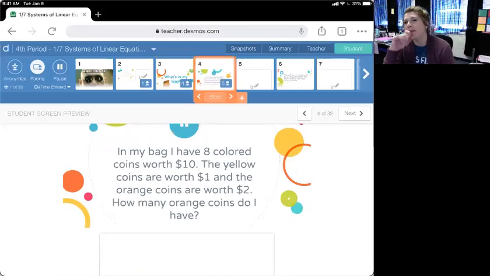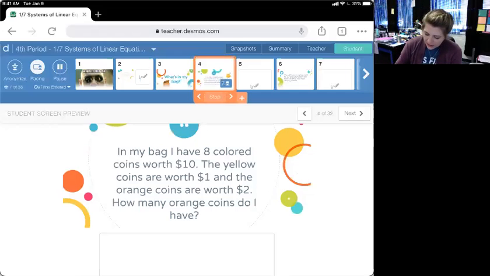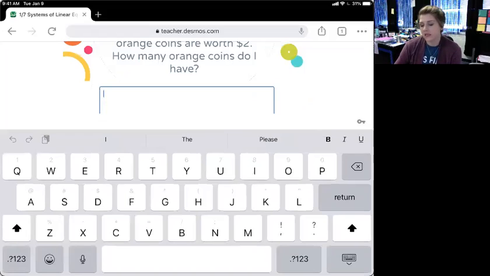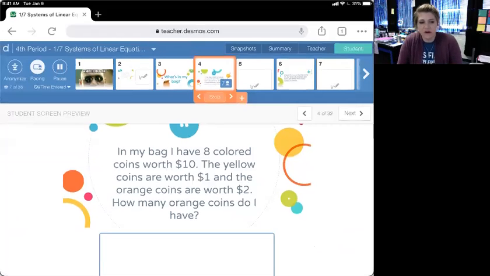It says, in my bag, I have 8 colored coins worth $10. The yellow coins are worth $1 and the orange coins are worth $2. How many orange coins do I have? There's a little box down here at the bottom that you can use to type in your answer. So go ahead and see if you can figure that out.